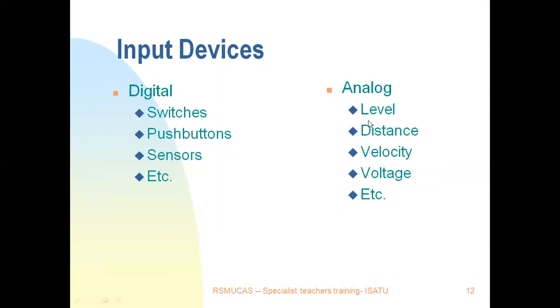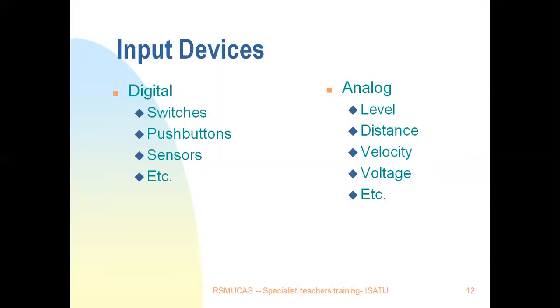In analog, we talk about levels. How much is the value of the voltage? Is it from 0 to 12 or 0 to 5? When we say 0 to 5, we have 1, 2, 3, and 4 in between. It can be for distance, how many meters, and for velocity, as well as voltage levels, either 1, 2, 3, 4, or 5.